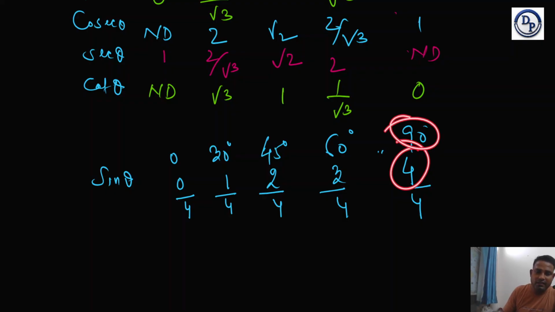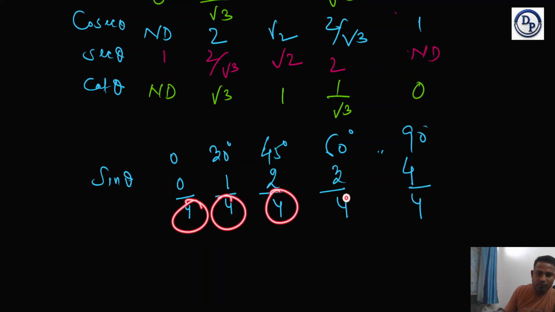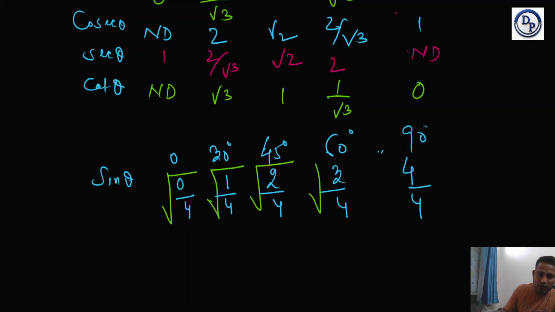Okay. The next thing is we divide each value by 4. Here 0 by 4, 1 by 4, 2 by 4, 3 by 4, as well as 4 by 4. So like this. And the third step is we simply do what? We simply put them under square root, like this. So now we get the final answer.